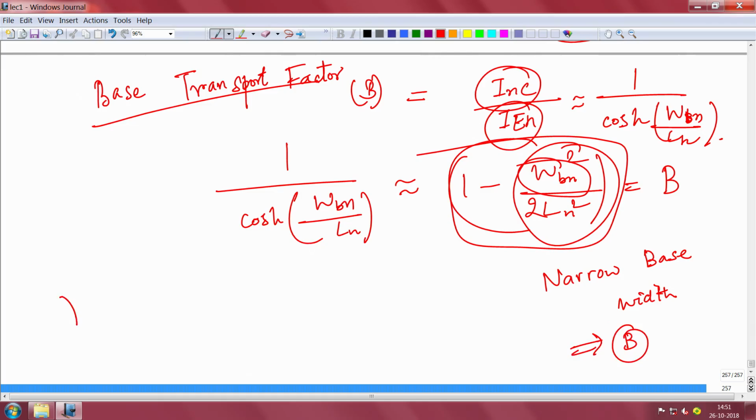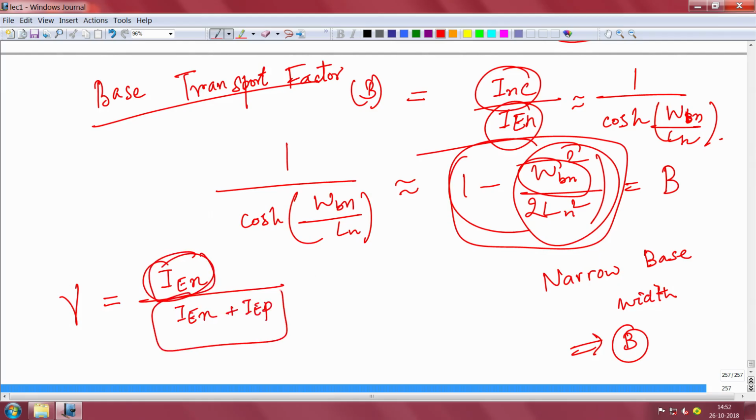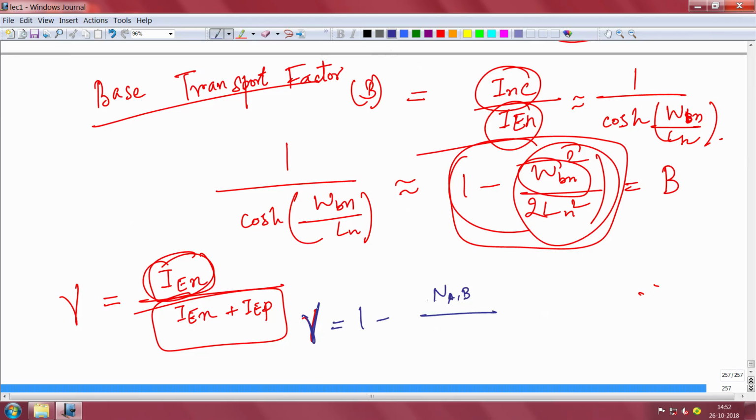Similarly, your gamma, the emitter injection efficiency, is defined as the fraction of the total emitter current which is your electron current. So the total is IEN plus IEP. If you put down the expression for IEN and IEP, there's no base component here, by the way. Then you will find that the emitter injection efficiency gamma can be written as 1 minus base doping, these expressions I am taking from the previous 2 slides, base doping, excuse me, emitter doping, diffusion coefficient in the emitter, diffusion coefficient in the base, neutral base width WBN divided by the diffusion length in the emitter.